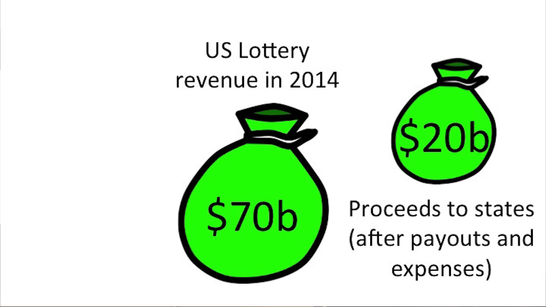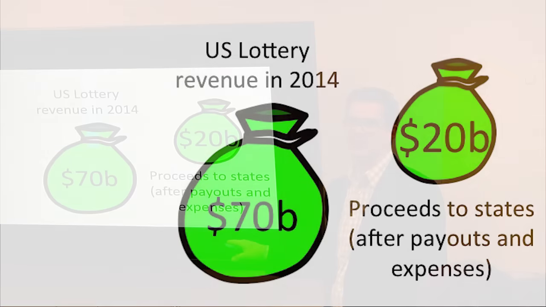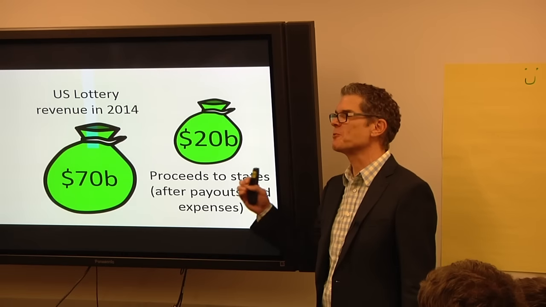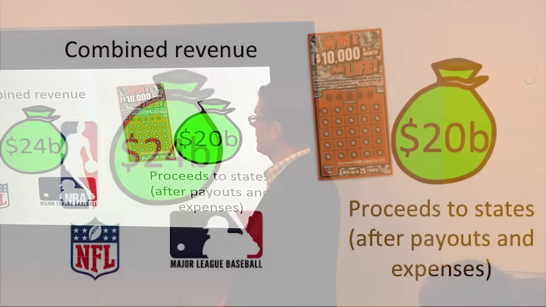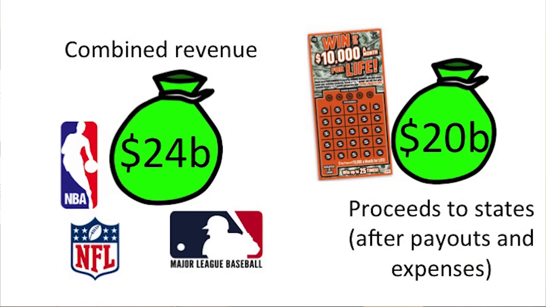Proceeds to the states after payouts, and this is after expenses. So this is actually money that goes right into the state budget. That's after they pay their expenses. It's a lot, right? It's almost equivalent to the entire combined revenue of the three major sports in our country. That's how big that number is.